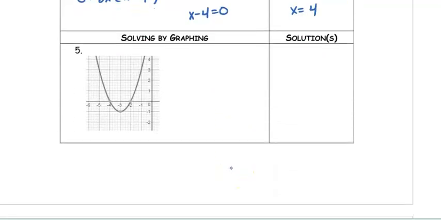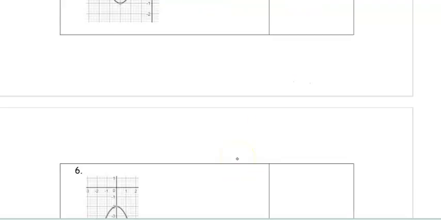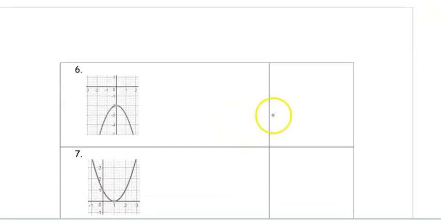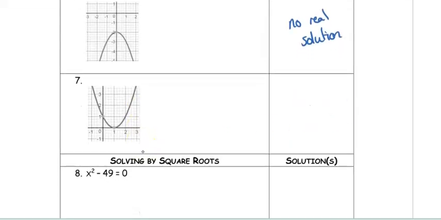Let's go ahead and work on solving by graphing now. So where the solutions are when you're solving by graphing is where the x-intercepts are. So you just look at where the graph crosses the x-axis, and so you get negative 4 and you get negative 2. And those are your solutions. On number 6, the graph will never cross the x-axis, so that is no real solution. On number 7, the vertex is on the x-axis, so it has one x-intercept. So this one only has one solution, which is x equals 1.